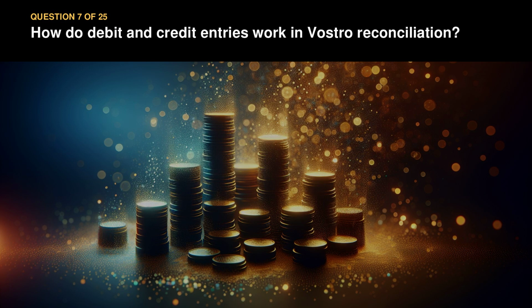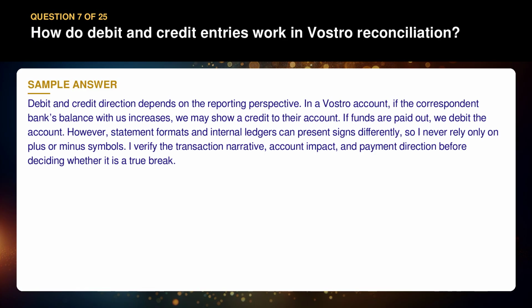Question 7. How do debit and credit entries work in Vostro Reconciliation? Debit and credit direction depends on the reporting perspective. In a Vostro account, if the correspondent bank's balance with us increases, we may show a credit to their account. If funds are paid out, we debit the account. However, statement formats and internal ledgers can present signs differently.